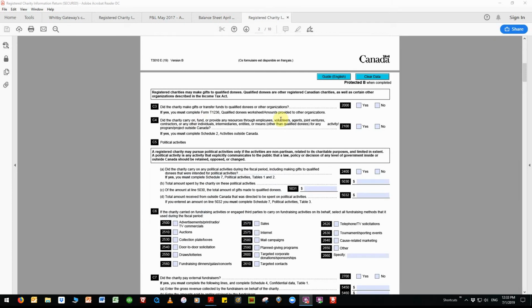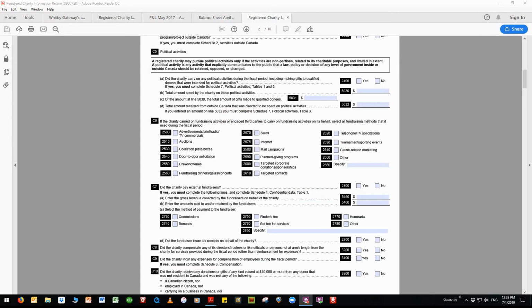On page 2, under C3, did charity make gifts or transfer to qualified donees? And in most cases, that's going to be yes. If you paid your WEF, your Alabaster, or if you've paid your district tithes, you must complete the Form T-1236 as mentioned in the previous recording.